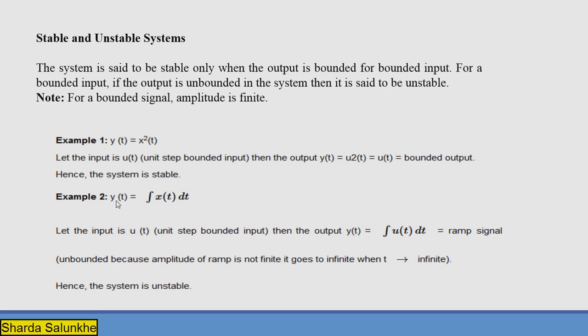But take the second example. y of t is equal to the integration of x of t, where u of t is the unit step and the output is the integration of u of t. If you integrate u of t, the unit step function, you will get the ramp signal, which is an unbounded signal. So this is called an unstable system.